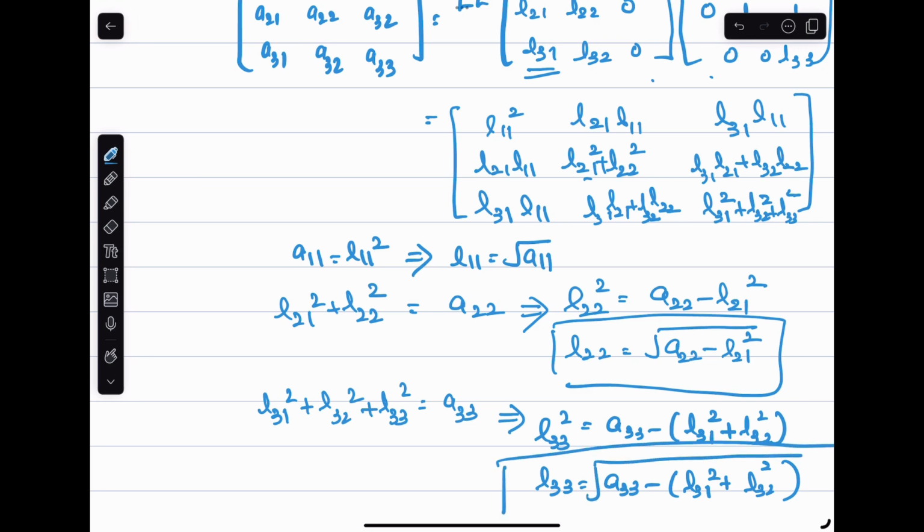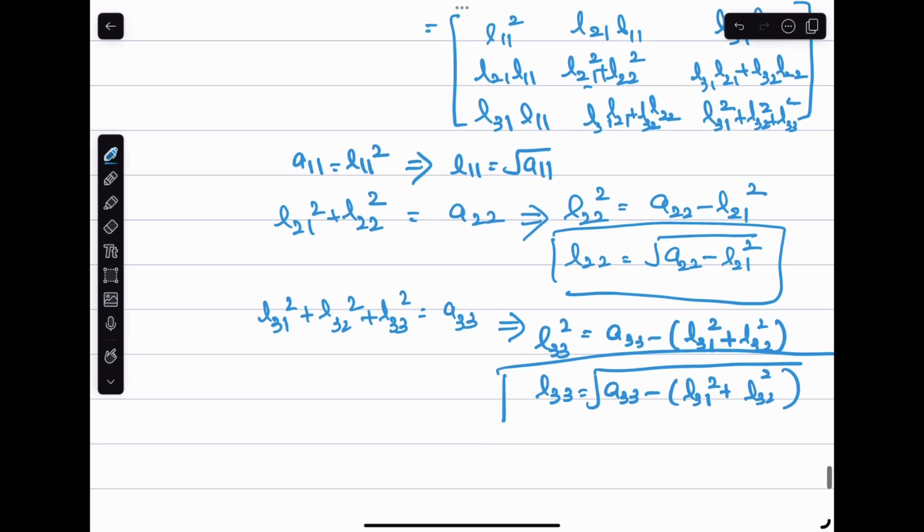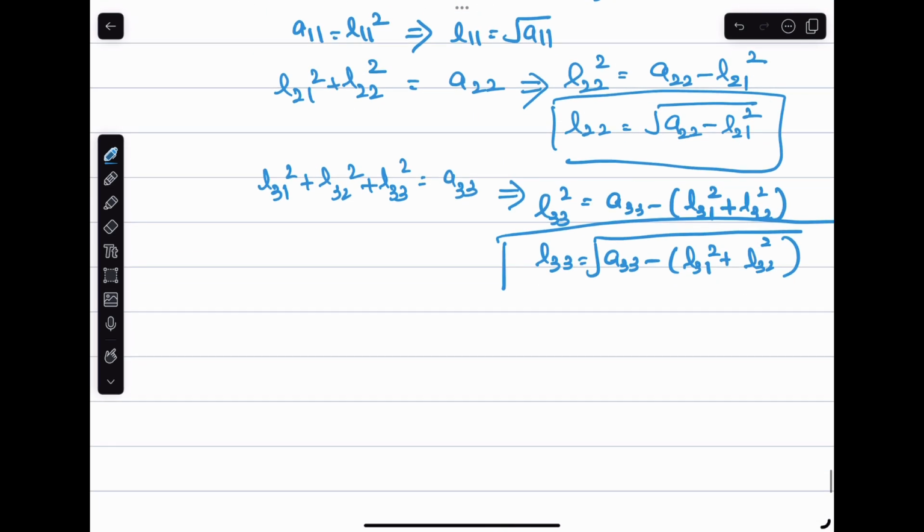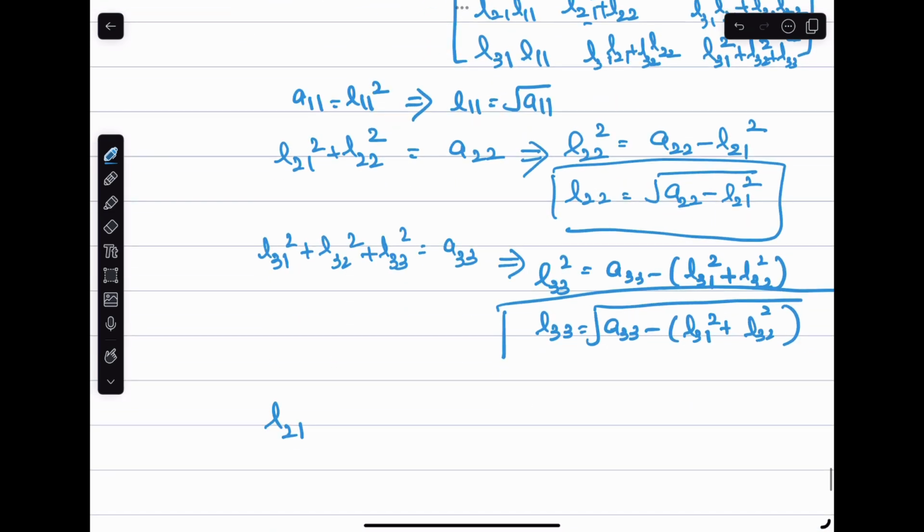Now the elements that we have to find are L21, L31 and L32. These are the three things we have to find out. So L21 is nothing but A21 divided by L11. So it is actually finding L21 into L11 is equal to A21.